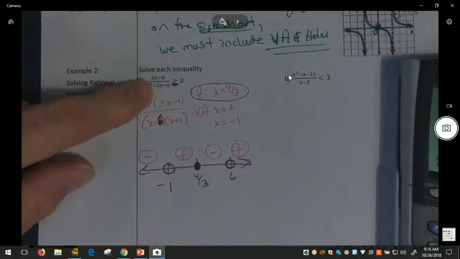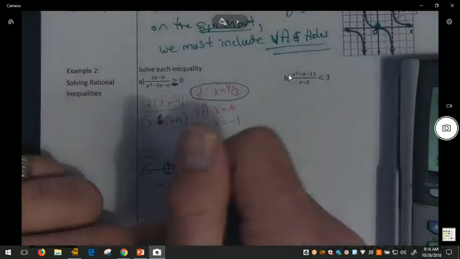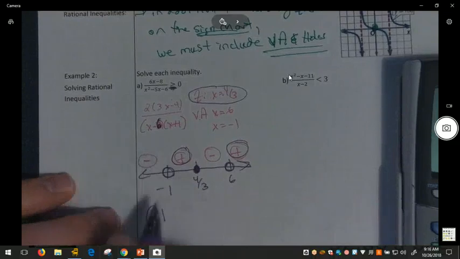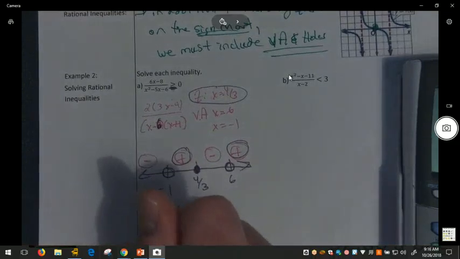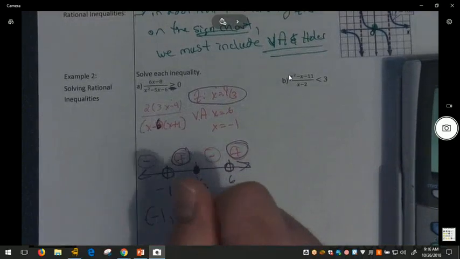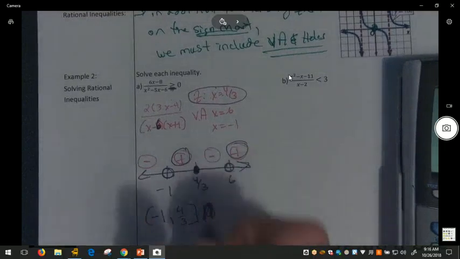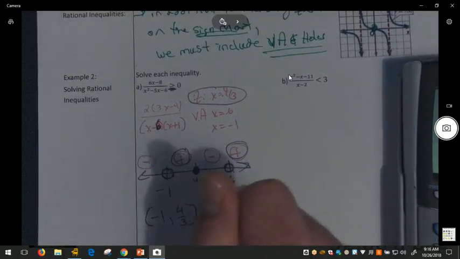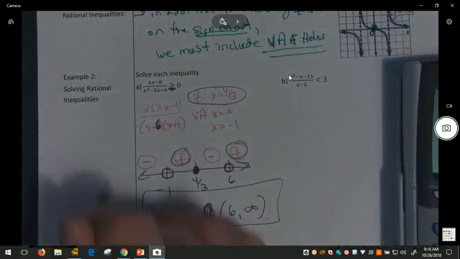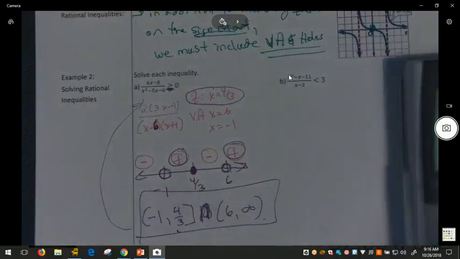We want to know where the output is greater than or equal to 0. So we're happy if it is equal to 0, and we're happy if it's greater than. So our intervals will be from, but not including, -1, up to and including 4/3, and from, but not including, 6 to infinity. Over these intervals, this rational function is greater than or equal to 0.